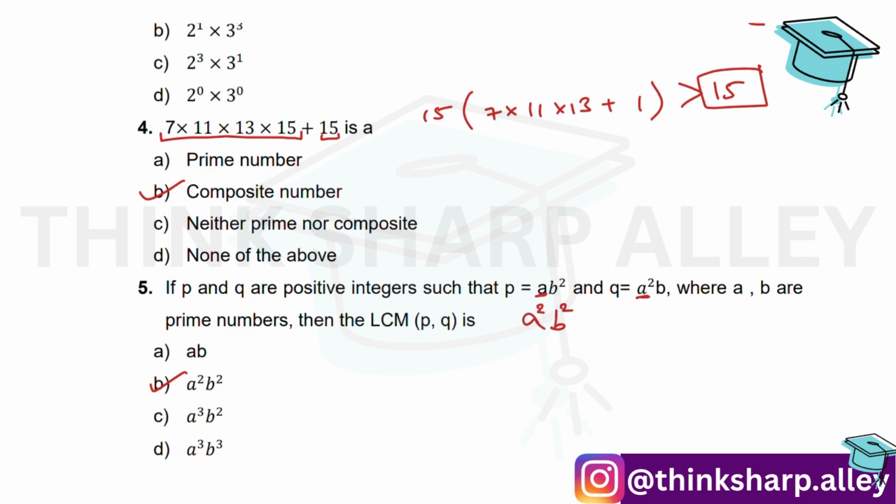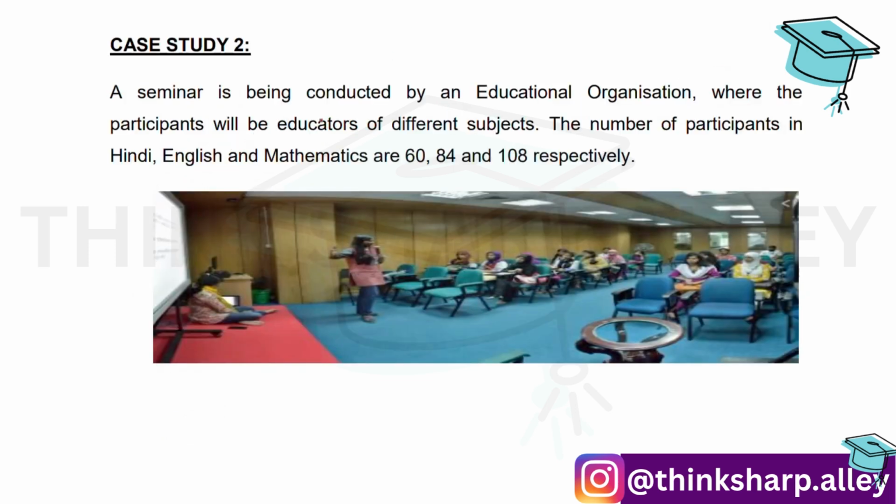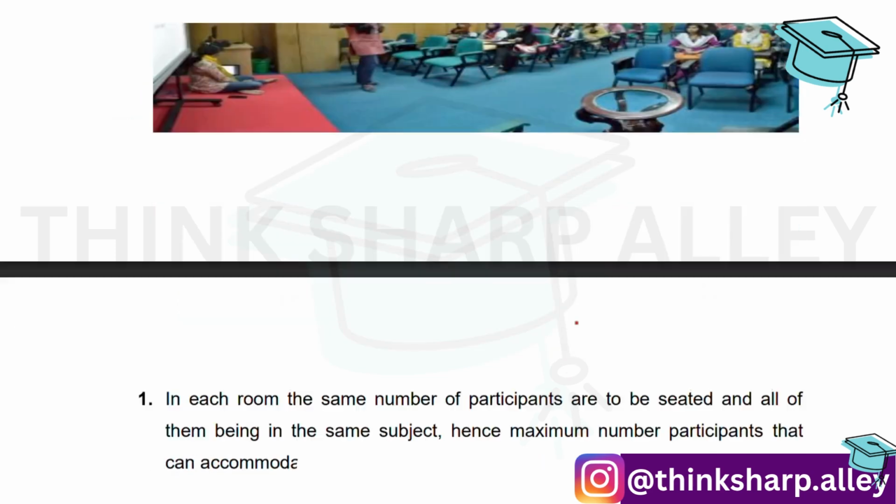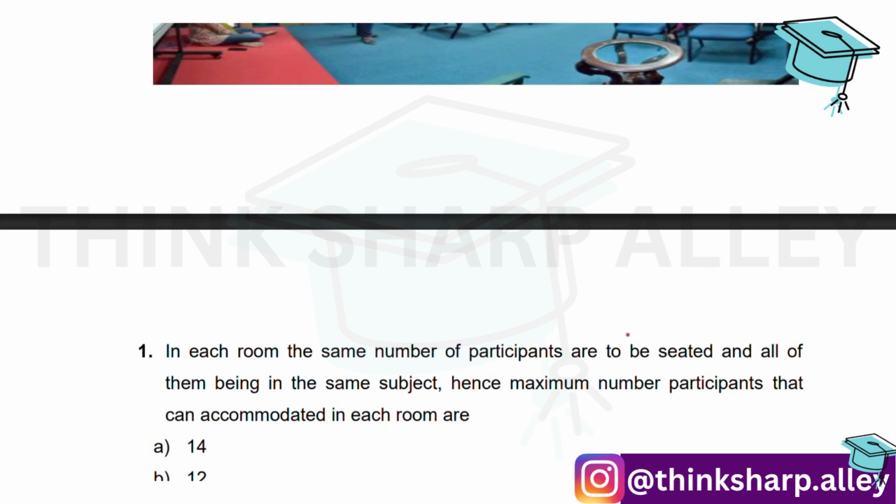Let us now move to case study 2. A seminar is being conducted by an educational organization where the participants will be educators of different subjects, and the numbers of participants in Hindi, English and mathematics are given: 64, 60, 84 and 108. Now in each room, the same number of participants are to be seated, and all of them being in the same subject. Hence, the maximum number of participants, this is one keyword, can be accommodated in each room.